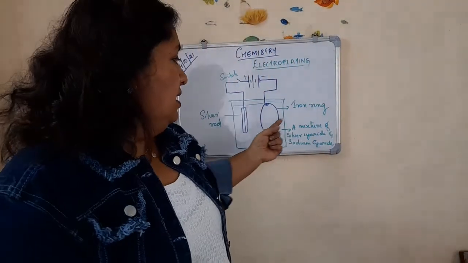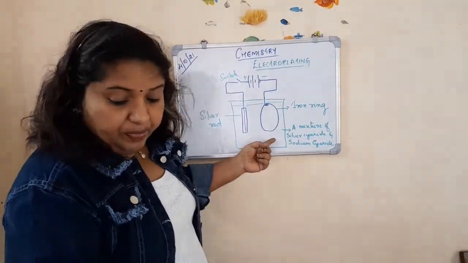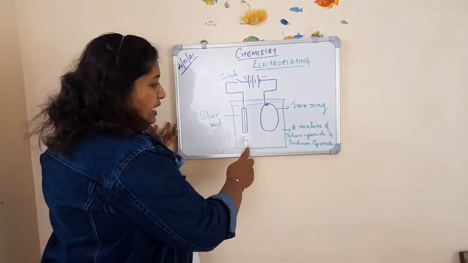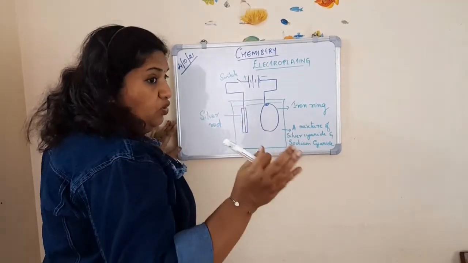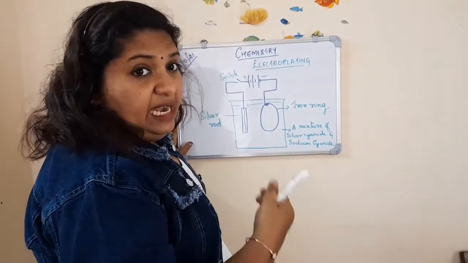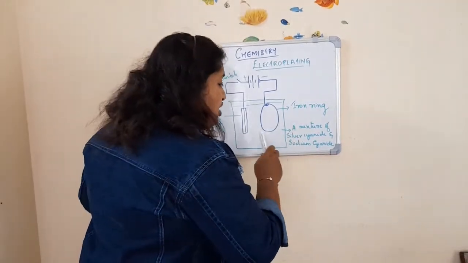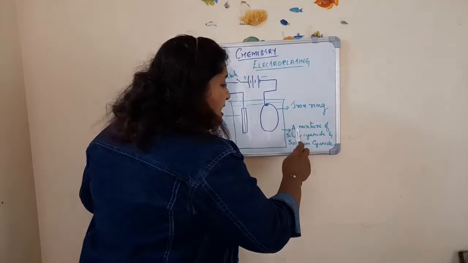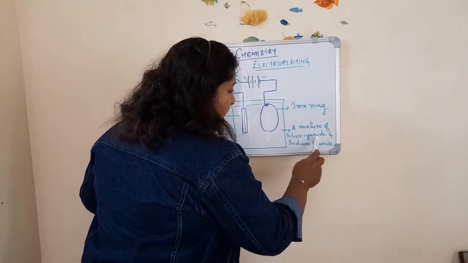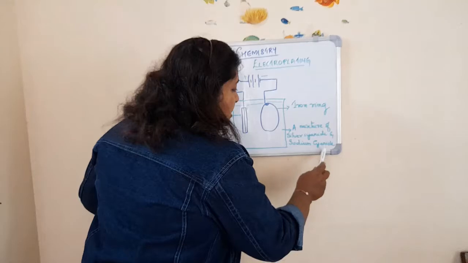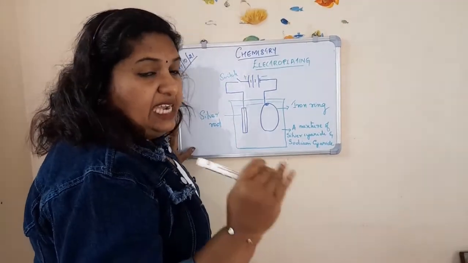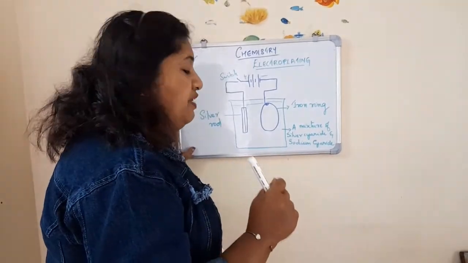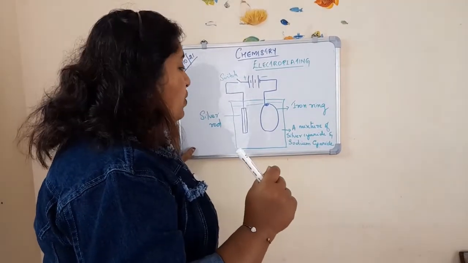Here we are going to see how silver is coated on an iron nail or iron ring. I have an iron ring here. Then I have taken a silver rod here. We all know that there should be an electrolyte through which current can be passed. So here the electrolyte I have taken is a mixture of silver cyanide and sodium cyanide.